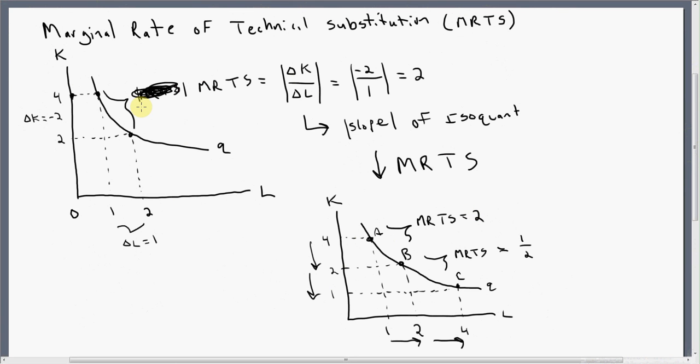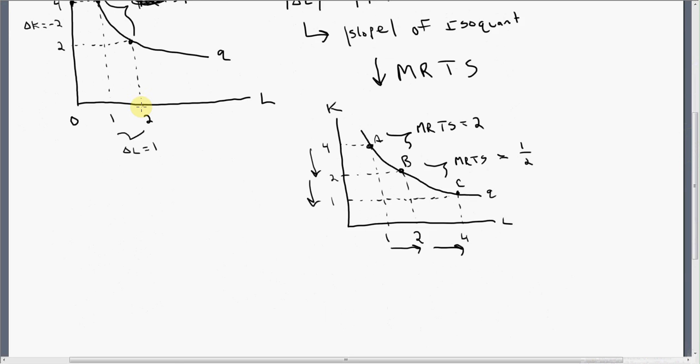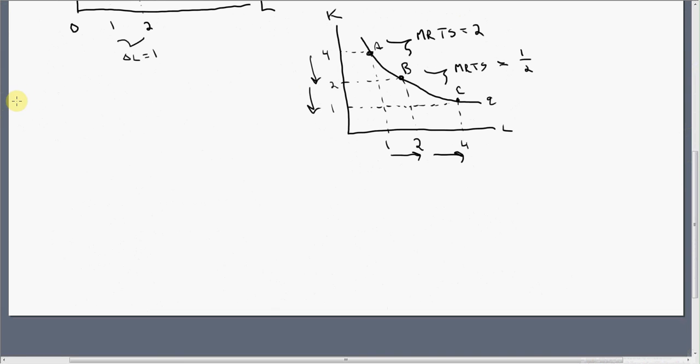Before I go on to something else, there are a few other things I want to mention about the marginal rate of technical substitution. It can be shown that it is the ratio of the marginal products, the marginal product of labor to the marginal product of capital. This will be an important point later on when we look at the optimal input combination. So the MRTS is the marginal product of labor divided by the marginal product of capital.